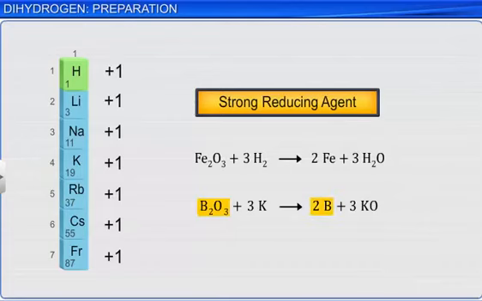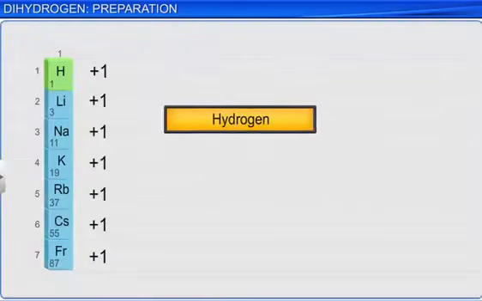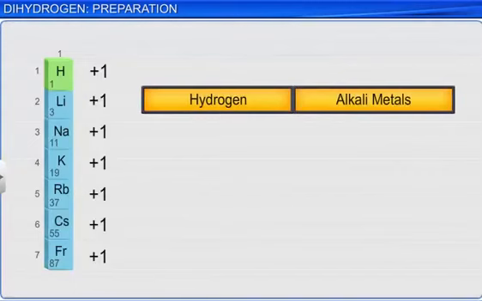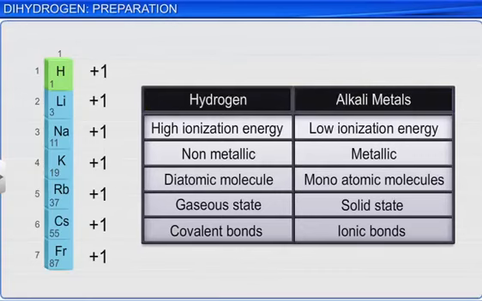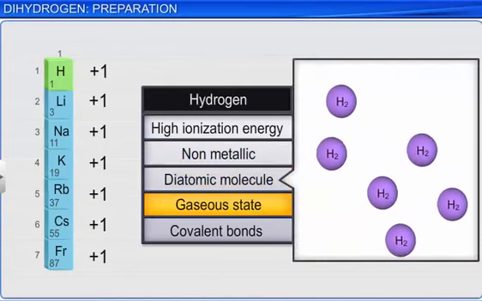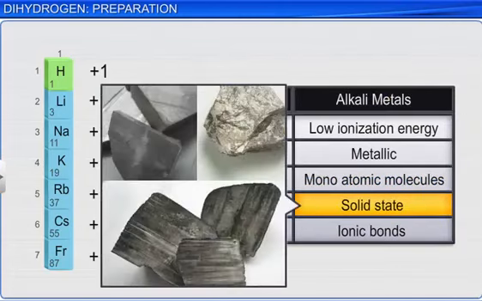Though hydrogen is similar to alkali metals in several aspects, it also exhibits certain properties that are different from alkali metals. For example, the ionization energy of hydrogen is very high as compared to alkali metals. It shows non-metallic behavior, unlike alkali metals. It exists as a diatomic molecule in the form of a gas, whereas alkali metals are solid and exist as monoatomic molecules.